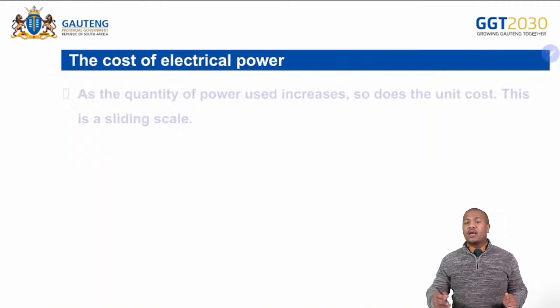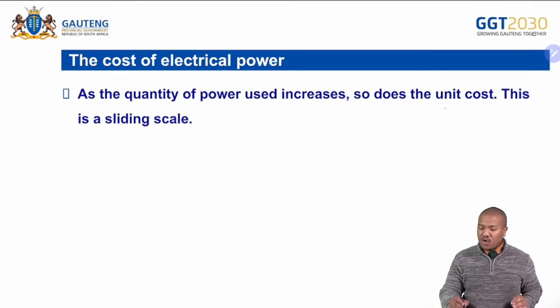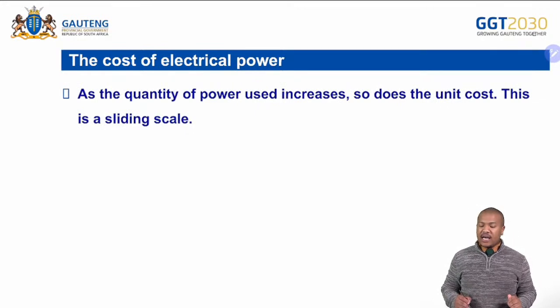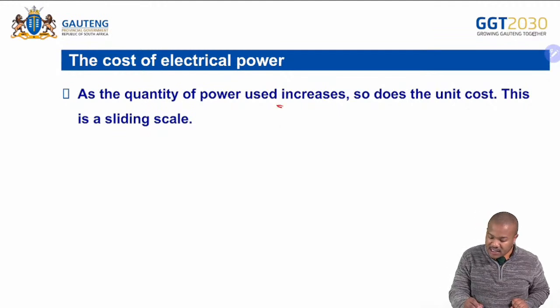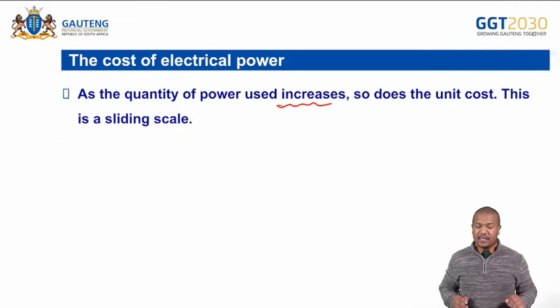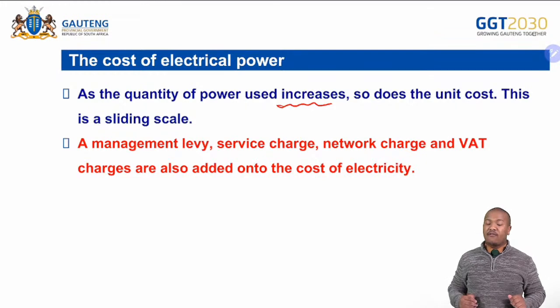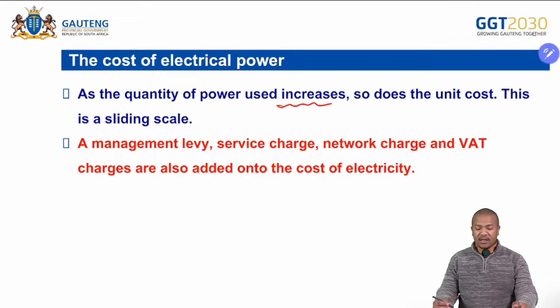Now, moving on. As the quantity of power used increases, so does the unit cost. So this is a sliding scale. As the power used increases, the unit cost also increases. A management levy, service charge, network charge, and VAT charges are also added on to the cost of electricity and written down on that electricity tariff that you receive per month. Now moving on.